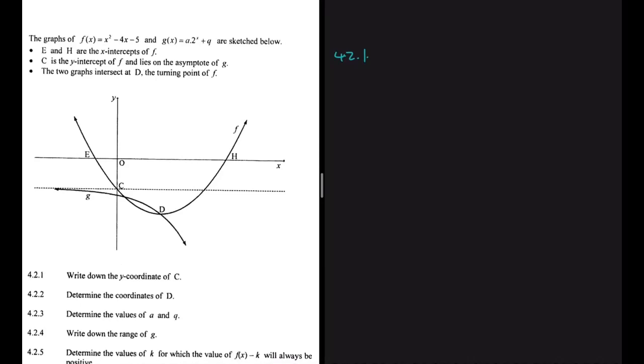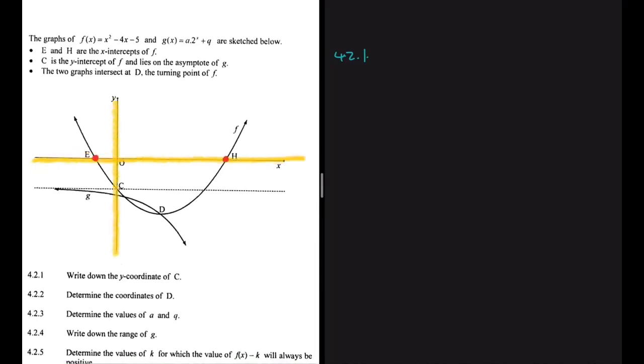And then we have an exponential function, g of x, which is a multiplied by 2 to the x plus q. And then E and H are the x-intercepts. We have E here, as you can see, and then we have H here being the x-intercept. So this line here is actually our x-axis, and this line here is our y-axis.